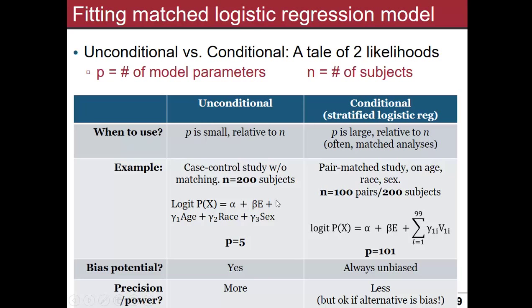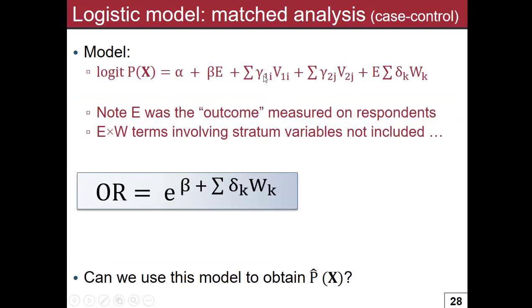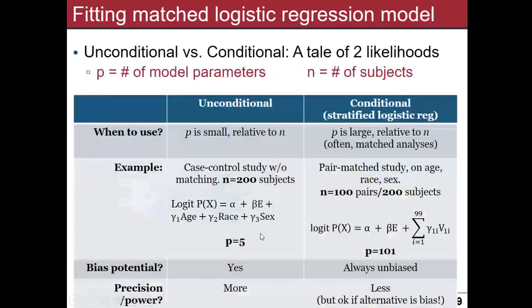This is a situation when you want to use unconditional logistic regression. But in the situation where we have a matched analysis, this really doesn't work out so well. The problem is that if we have this model with all these V1s, and you try to fit an unconditional model, you're going to have a problem.